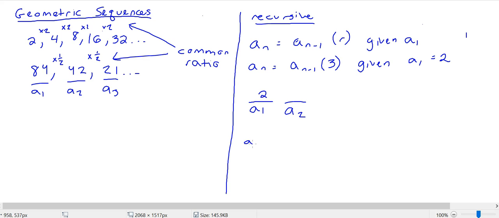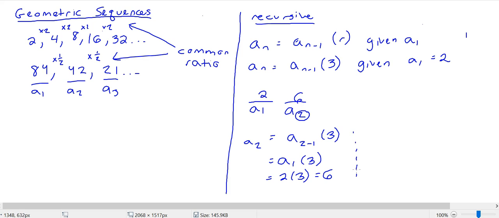To solve for a sub 2, we're doing a sub n. n is the place value of our term, so in this case it would be 2. This is the second term in our sequence. So a sub 2 is equal to a sub n, plugging in 2, a sub 2 minus 1, times 3. And a sub 2 is a sub 1 times 3. A sub 1, we already know, is 2. 2 times 3. So a sub 2 is equal to 6.